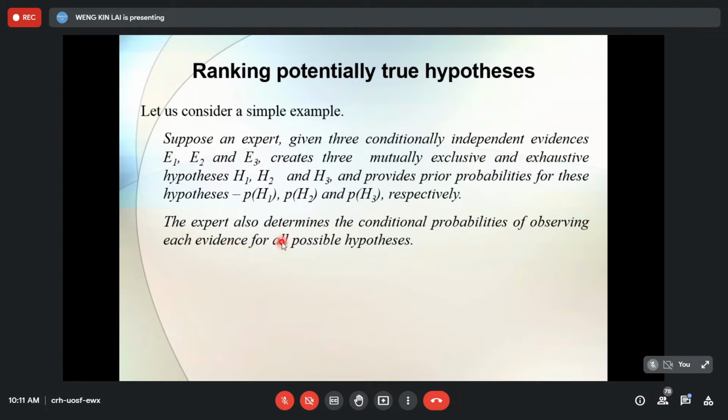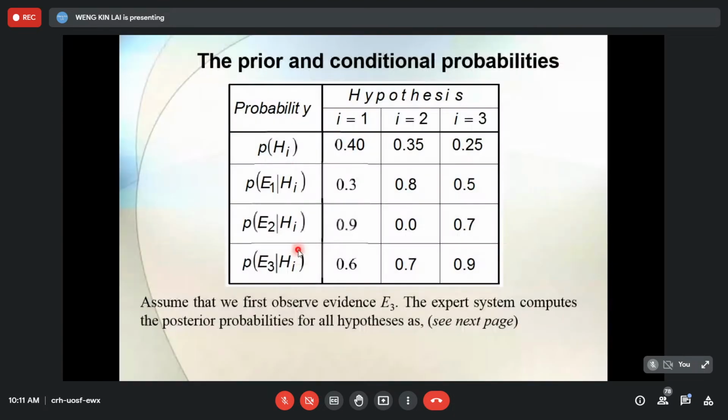In addition, the expert also determines the conditional probabilities of observing each evidence for all possible hypotheses. So the expert will also need to determine the conditional probabilities of E1 given H1, and so on and so forth. So you can actually draw a table for this. On the top here, the rightmost 3 columns are your hypotheses, H1, H2, and H3. There are 4 rows because you have 3 evidences, E1, E2, and E3.